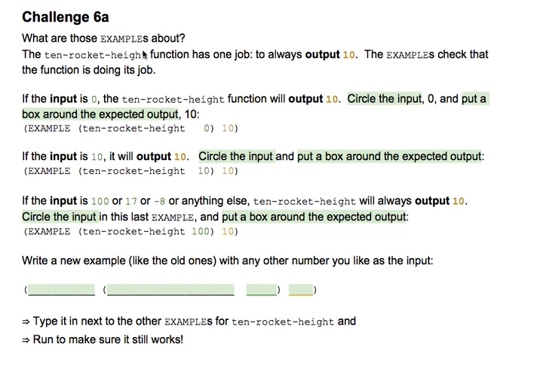So what are those examples about? The 10 rocket height function has just one job. It's always going to output 10. Whatever you give it needs to give back 10. The examples check that the function is doing its job.